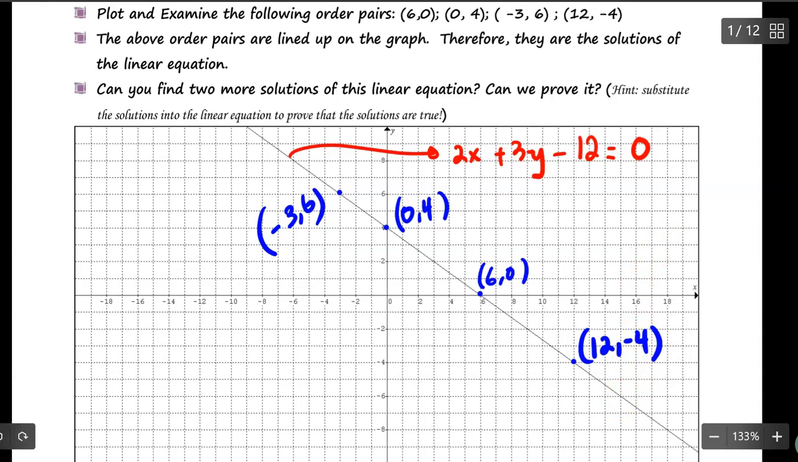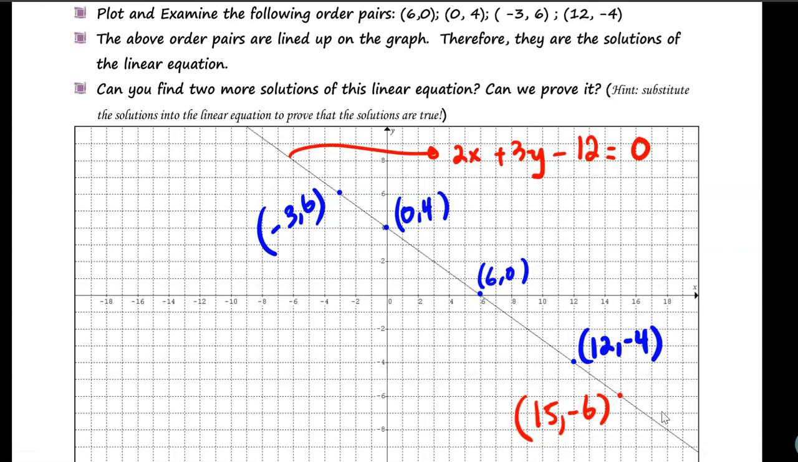This one, 15. Let's project it down. Right there, I see that I can read it as 15 and -6. Okay, 15 and -6. See that? So it asks me, can I prove that this is a point on this equation?